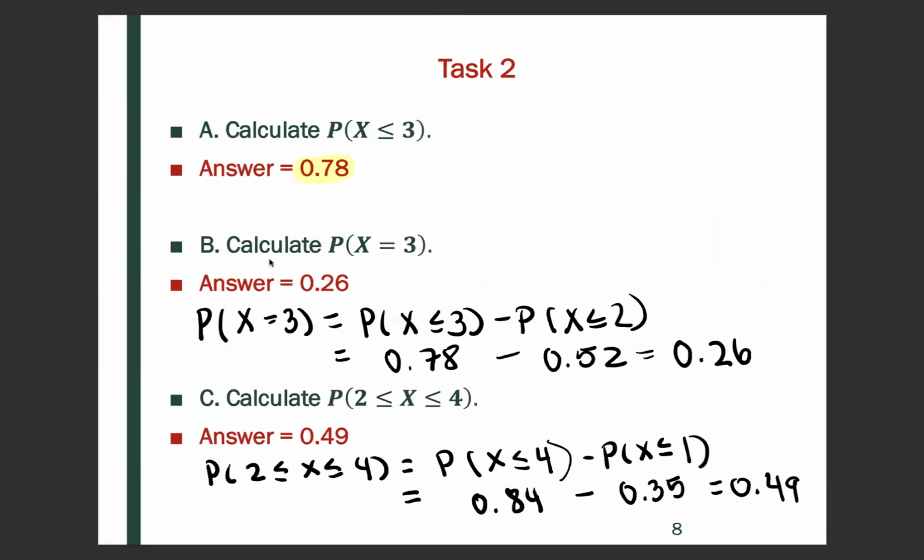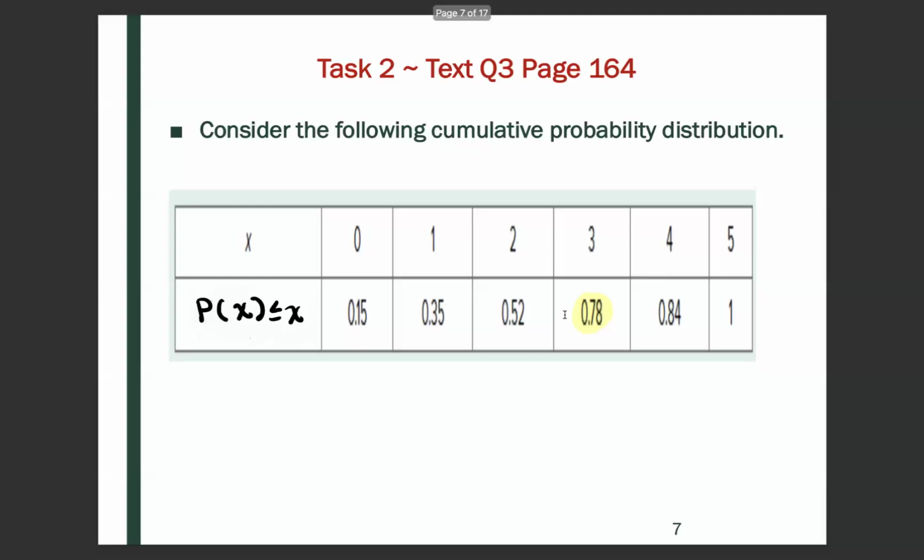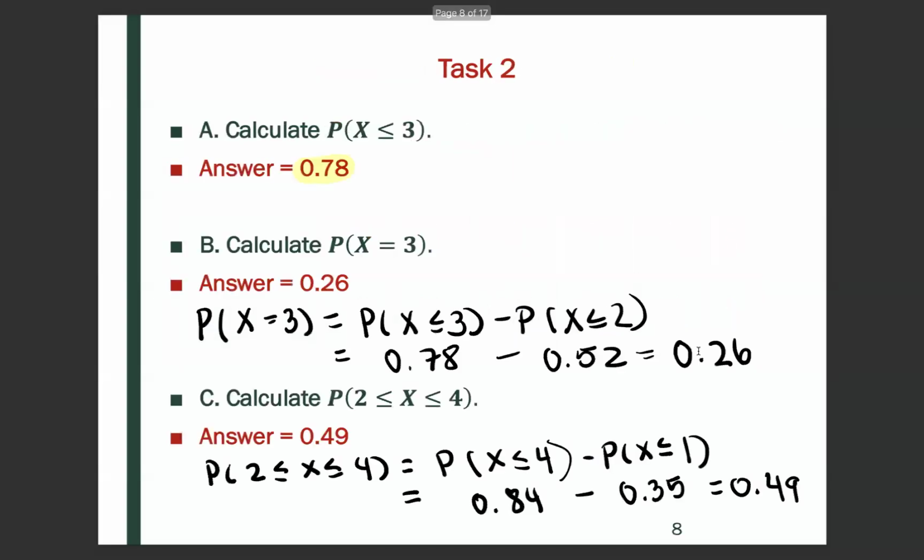Calculate the probability that X equals 3. So in order to find that, we need to take the probability that X is less than or equal to 3, which we found in part A, and then subtract the probability that X is less than or equal to 2, and then we'll isolate the probability that X is equal to 3. And so the probability that X is less than or equal to 2 is 0.52. So if we take 0.78 minus 0.52, we get 0.26.